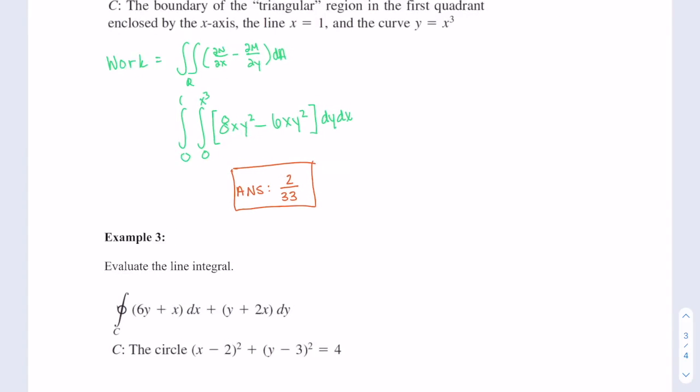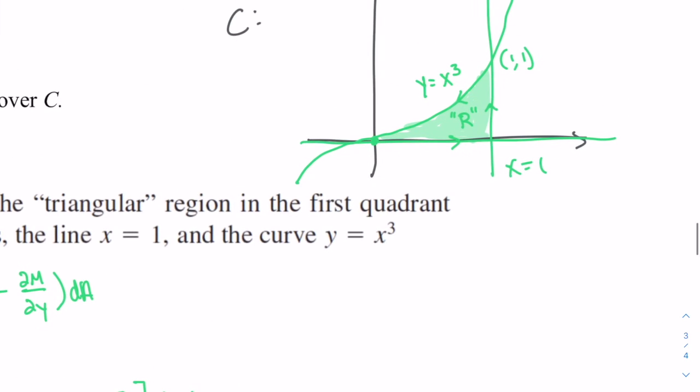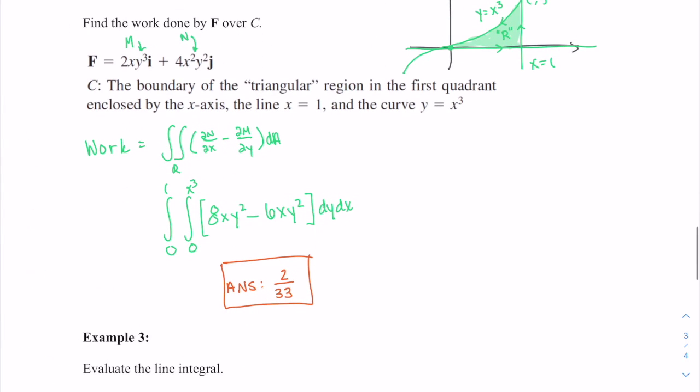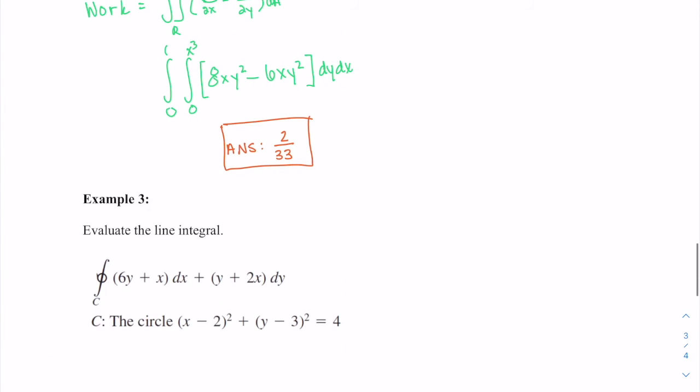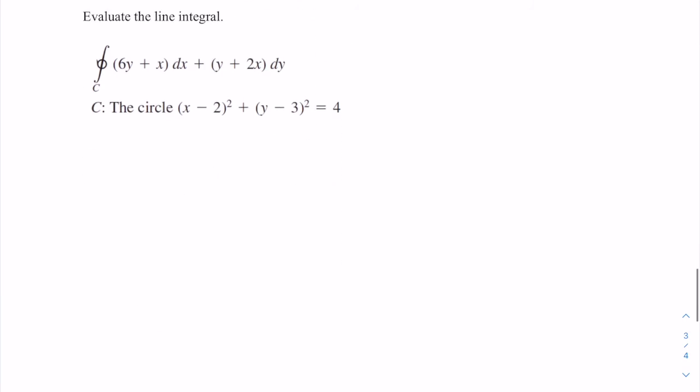So that is the work done by moving a particle along this curved path through that vector field. The work is 2/33. Okay, and now let's look at example 3. I believe this is the last one for this section, but it's nice because it also brings up a couple of interesting points in this problem as well.